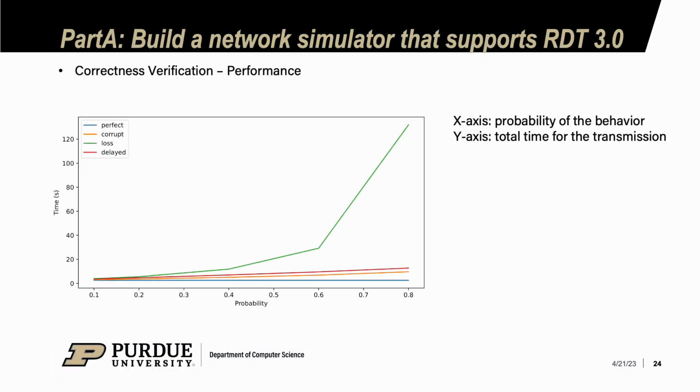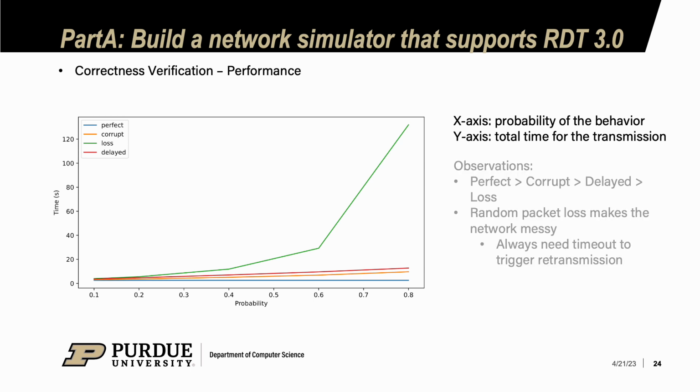We conducted performance profiling to evaluate the impact of different unreliable behaviors on file transmission. The x-axis represents the probability of each behavior, and the y-axis shows the total transmission time. Our results show that packet loss significantly slows down the transmission compared to packet delay and corruption. One possible explanation for this result is that the sender needs to continuously retransmit the packet until timeout in case of packet loss.